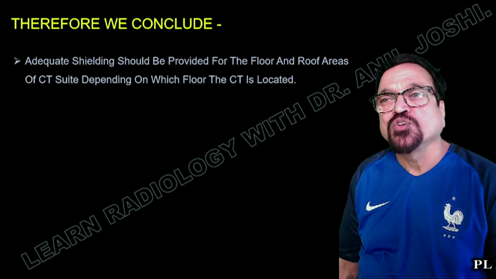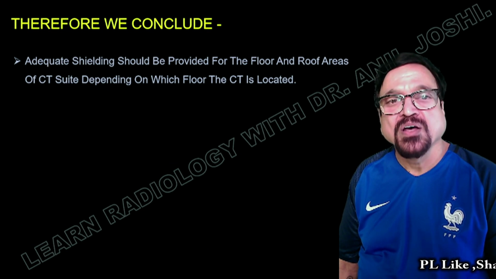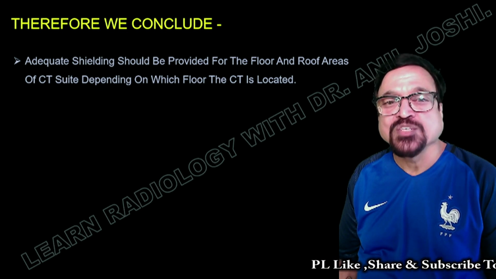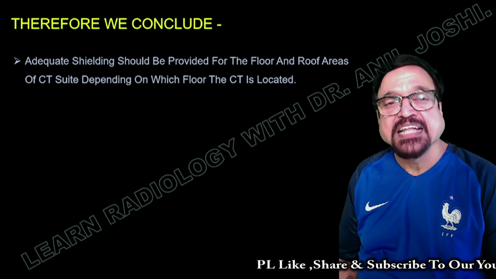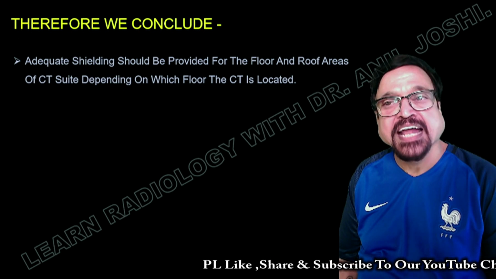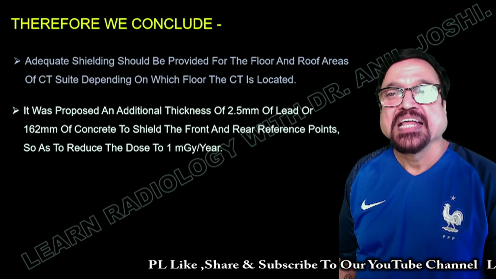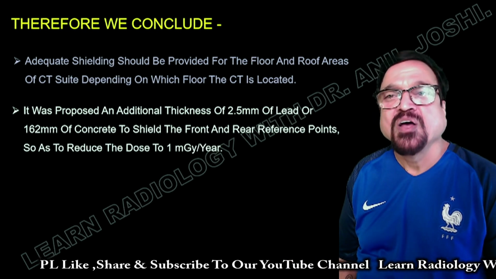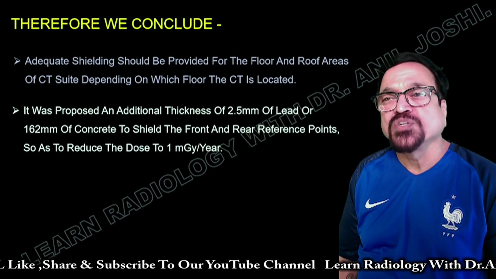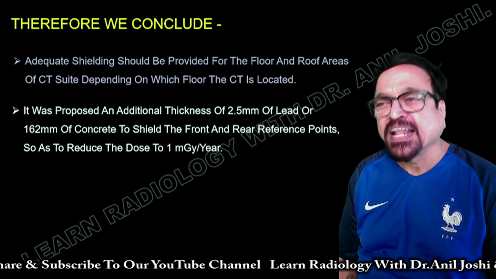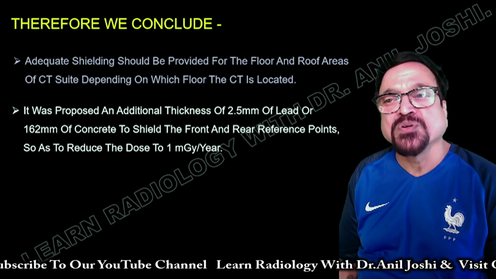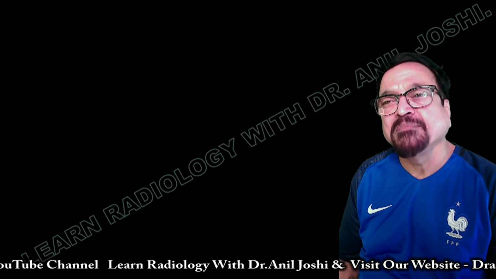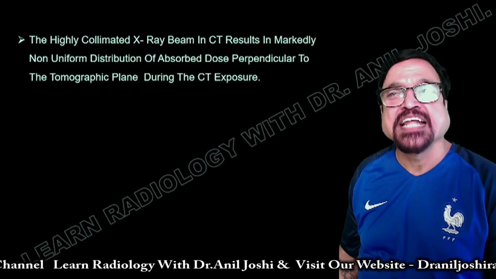Adequate shielding should be provided for the floor and roof of the CT room, depending on which floor the CT scan is located. If it is in between, then above and below, not only the sides, need to be protected. It was proposed an additional thickness of 2.5 mm lead or 162 mm of concrete to shield the front and rear reference points so as to reduce the dose to 1 milligray per year. So this is the maximum radiation that is allowed.